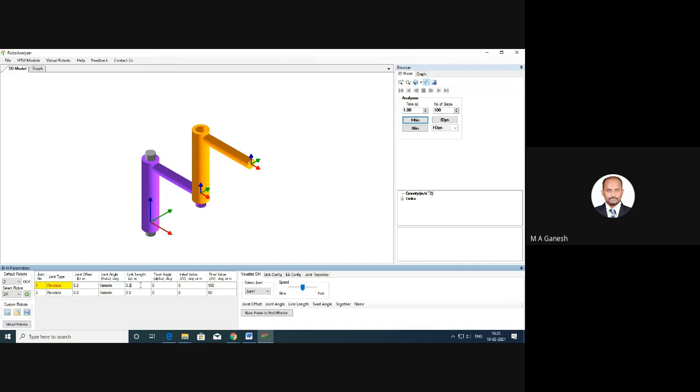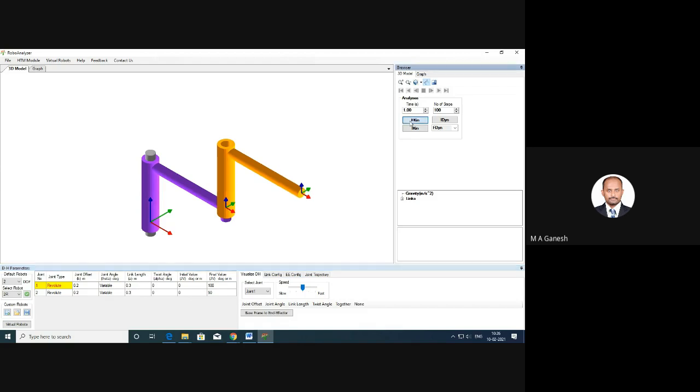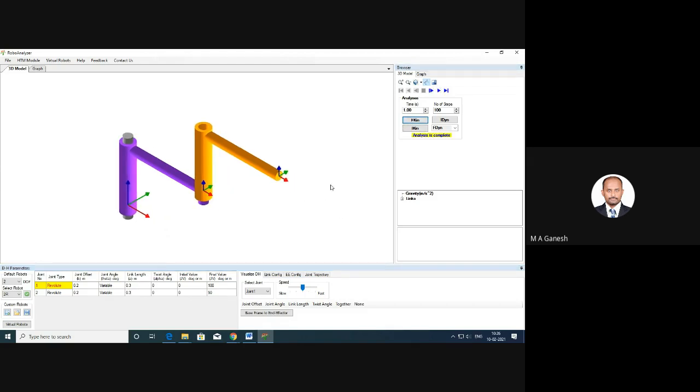When we change this to 0.3, you can see there is a difference in the link length. Sometimes the enter won't work. In that case you have to press the F key. You can see the increase in the length. This is what I am trying to visualize.